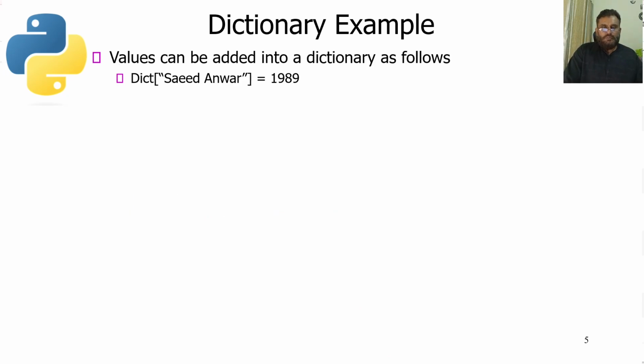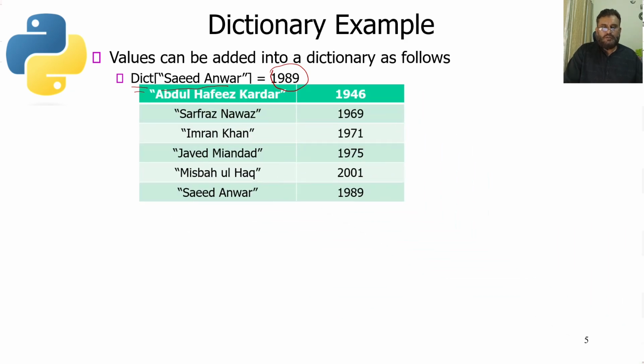So if, for example, I want to add a value to the list, again I can make use of the square bracket notation. So I will just pass Saeed Anwar as a key, making use of the dict variable, which is referring to a dictionary, and I assign it 1989. So now the updated list will look like this. We have a new entry of key values, which takes the key Saeed Anwar, and the value stored against it is 1989.